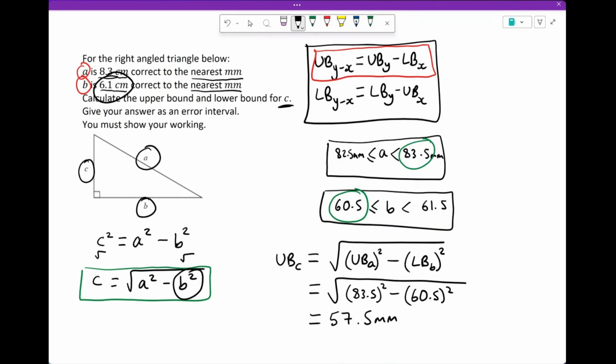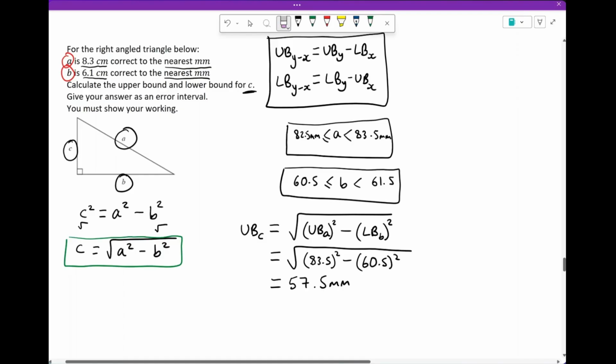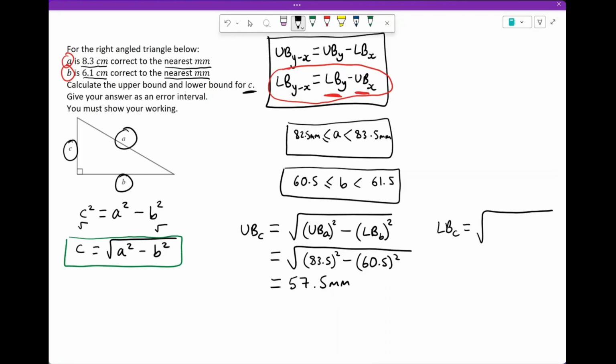Now let's have a go at the lower bound for C. So let's write LB and then C is equal to, and we know it's going to be a square root, but for our lower bound, we're going to make use of this rule here, which is lower bound subtract upper bound. So for the first number, we need the lower bound. So in our C calculation, our first number is A. So therefore, I need the lower bound of A, which I'm going to square, and I'm going to subtract the upper bound of my next number, which is B. So I'm going to do subtract upper bound of B to the power of 2 like that.